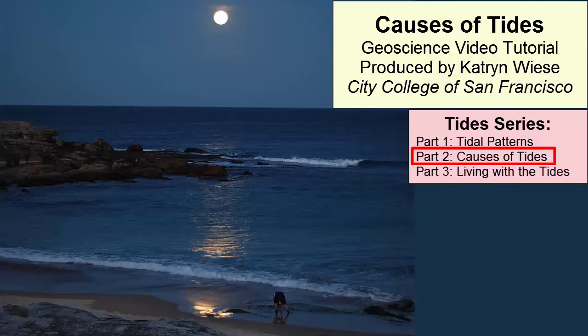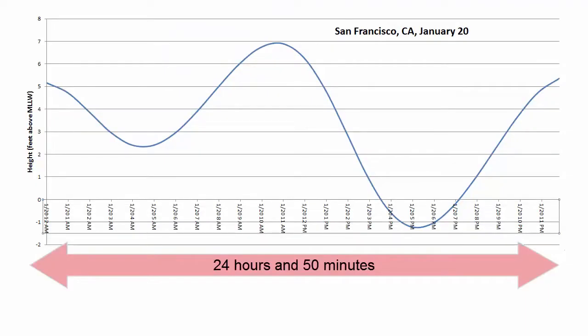In the first video tutorial of this series, we studied tidal data from many locations worldwide and learned how tides behave. In this video tutorial, we will explore the causes of that behavior. First of all, we know that most tidal waves have a period of one wave every 12 hours and 25 minutes, otherwise stated as two waves every 24 hours and 50 minutes. What else has that same period?